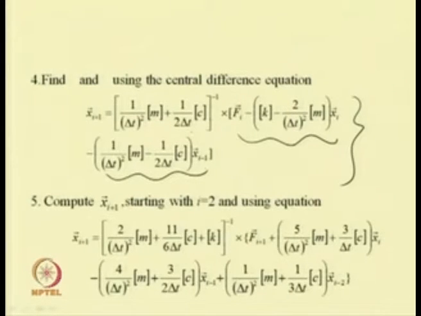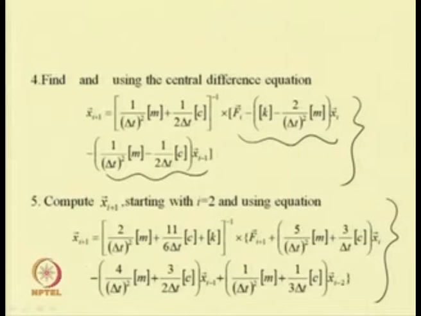So, by taking a known value of delta t, and taking this known displacement and velocity, by using this expression one can find the x I plus 1. So, one can compute this x I plus 1 starting from I equal to 2. If one starts from I equal to 2, then one can use this expression.